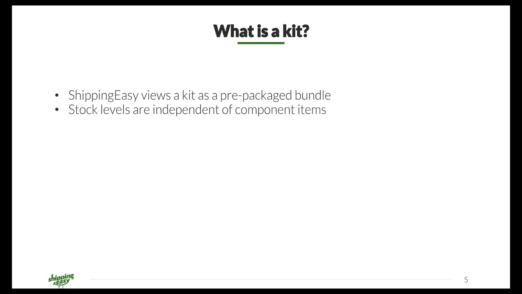So what is a kit? A kit is a group of items that is already packaged. This will have its own individual stock level independent of the component items. This should be used when the items are already grouped or packaged together, and this will count as an individual product within ShippingEasy.